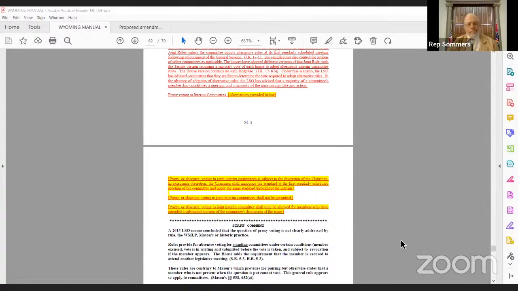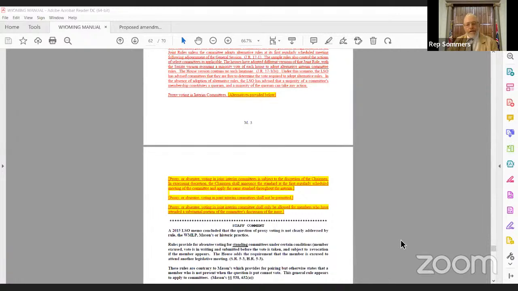So just my 10 cents, committee, I don't know if I care that much about it, but I would combine 1 and 3, and I would do voting in joint committees subject to the discretion of the chairman. In exercising the discretion, the chairman shall announce the standard at the first regularly scheduled meeting of the committee and apply the same standard throughout the interim.